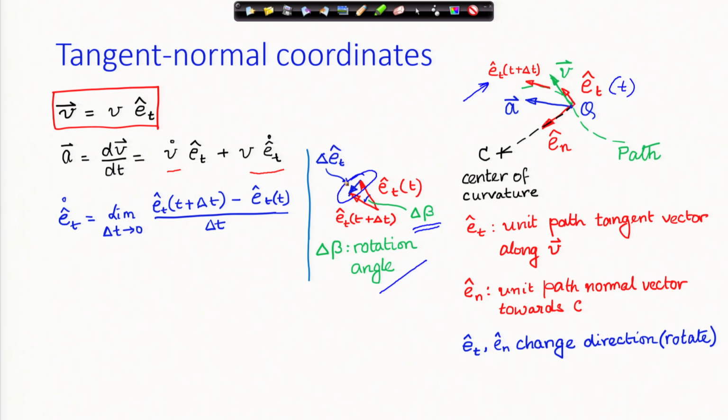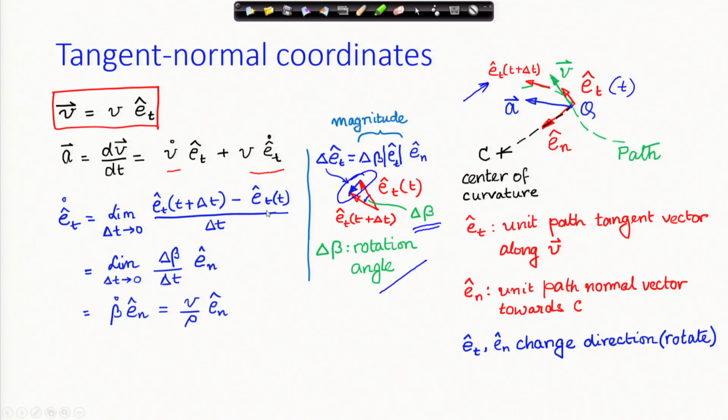And if you notice carefully, this is in the direction of E_n. Therefore, I can write this small change in E_t vector, delta E_t cap, as angle times the magnitude, and the direction is E_n cap. Now, the magnitude of E_t cap is 1 of course, and delta beta. So, therefore, it is delta beta times E_n cap.